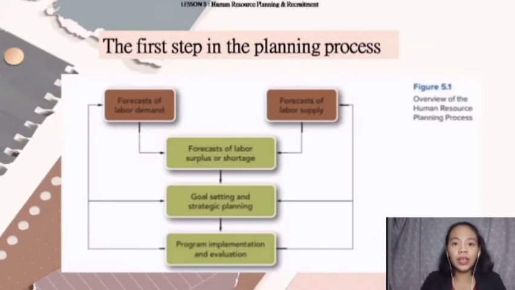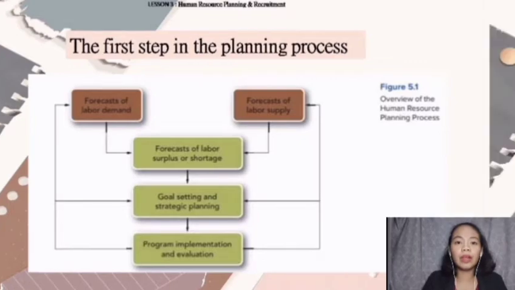Here you can see Figure 5.1, the overview of the human resource planning process. So the first steps are forecast of labor demand, forecast of labor supply, then forecast of labor surplus or shortage, goal setting and strategic planning, and then the program implementation and evaluation.